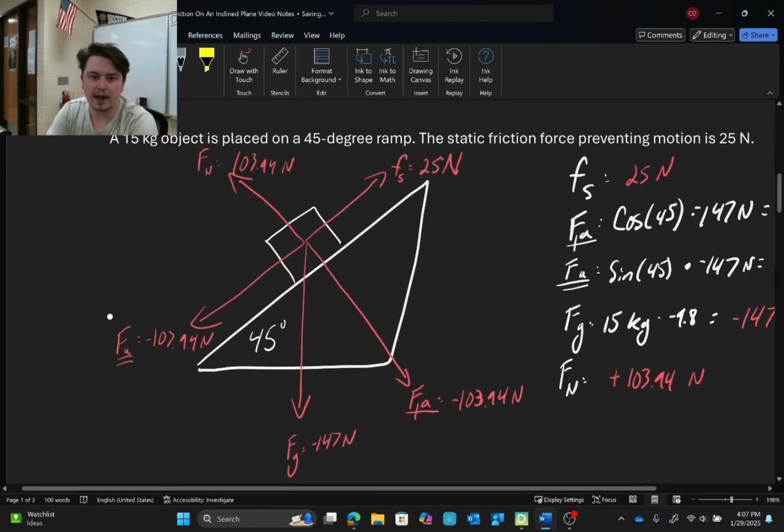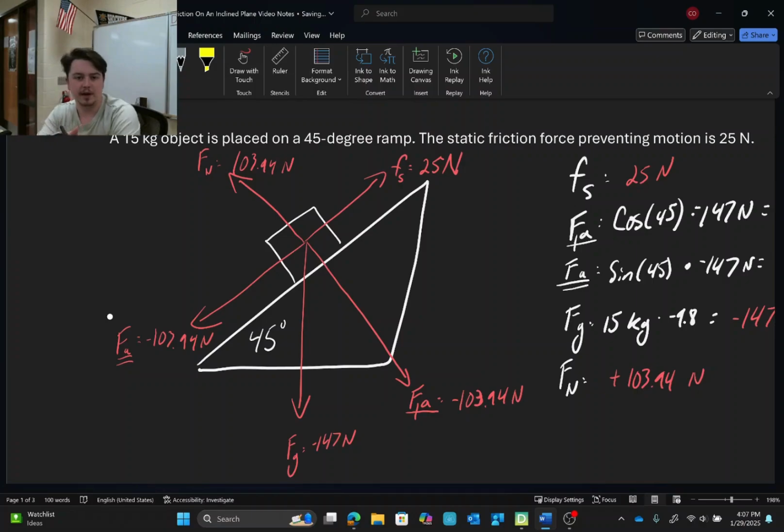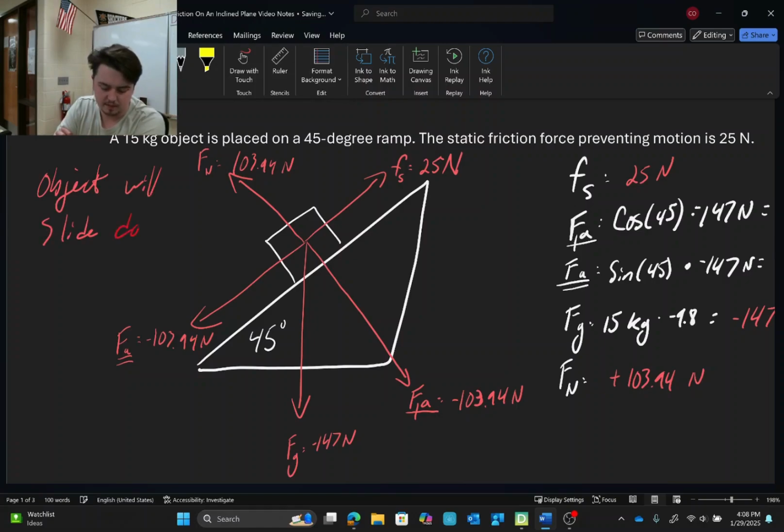So looking at this, we see that our applied force parallel to the plane we're on is negative 103.94, as opposed to the static frictional force of 25 newtons positive. We know that the object will slide down the ramp.